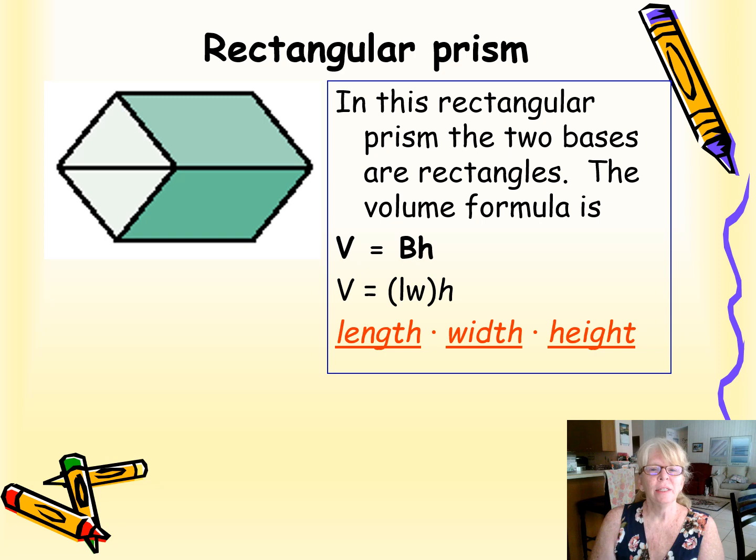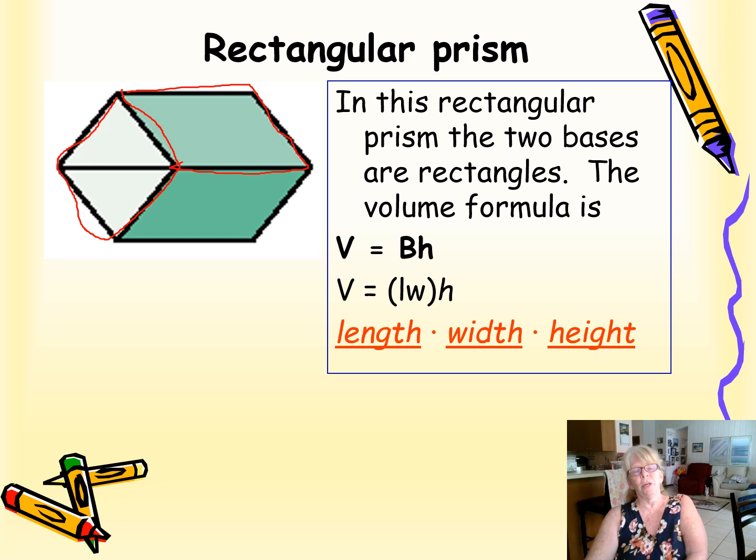Okay, so this is a rectangular prism, and here's why you can't call it a square prism. A square prism would be a cube. This is clearly not a cube, because a cube is going to have all of its bases the same square. So it's called a rectangular prism because it has rectangles in it.